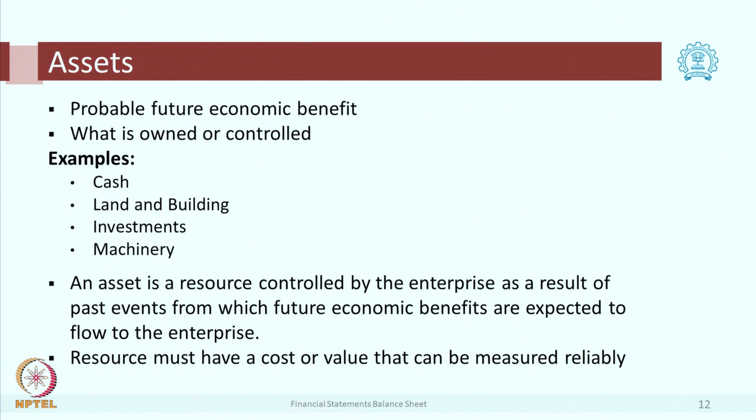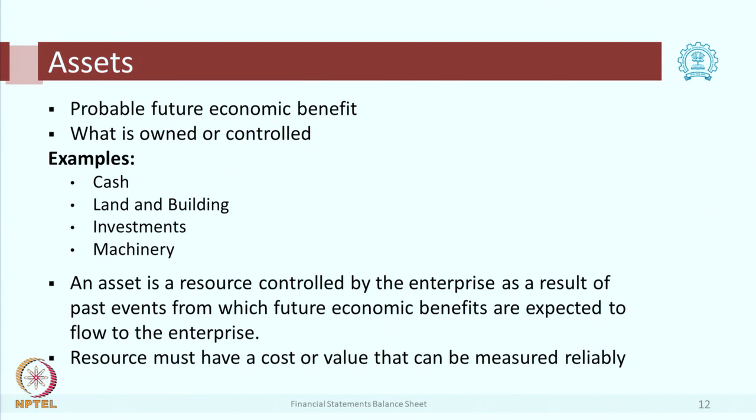Now let us go into detail of each item. So how do you define an asset? This is a probable future economic benefit, what is owned or controlled. So asset mein aane ke liye do conditions hai. Ek to uski koi economic value honi chahiye. Dusra, wo item owned hona chahiye.